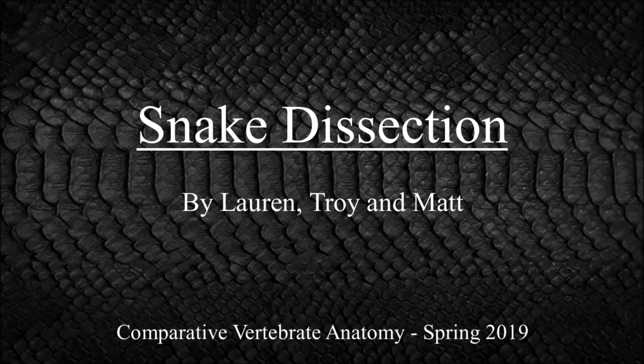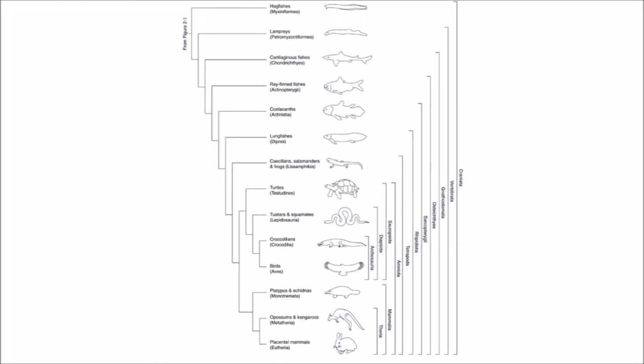Hi guys, today we are covering snake anatomy. So what you can expect to get from this video is a general understanding of snake external and internal anatomy, as well as an understanding of the differentiation between the two families of vipers and colubrids. So first, in order to better understand these families, we're going to go into the phylogeny between the two.